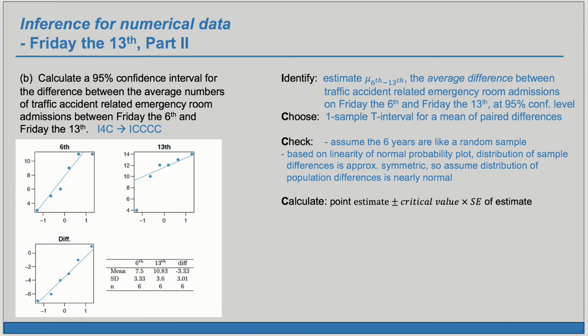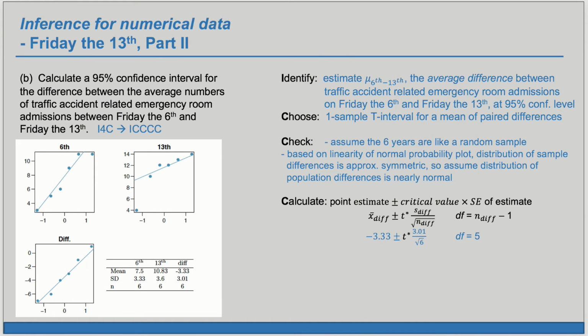And now we'll calculate the point estimate plus or minus the critical value times the SE of the estimate. The point estimate for this mean of differences is the sample mean difference, plus or minus, in this case, t star. And then the standard error is going to be given by the sample standard deviation divided by square root of n. And so our x bar sub diff is given as negative 3.33.